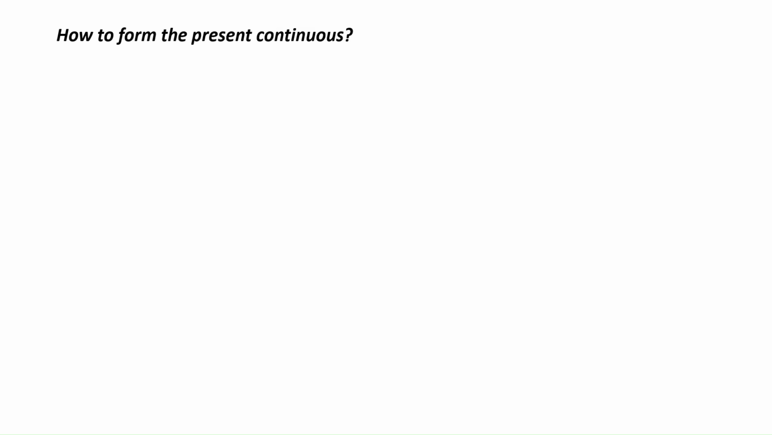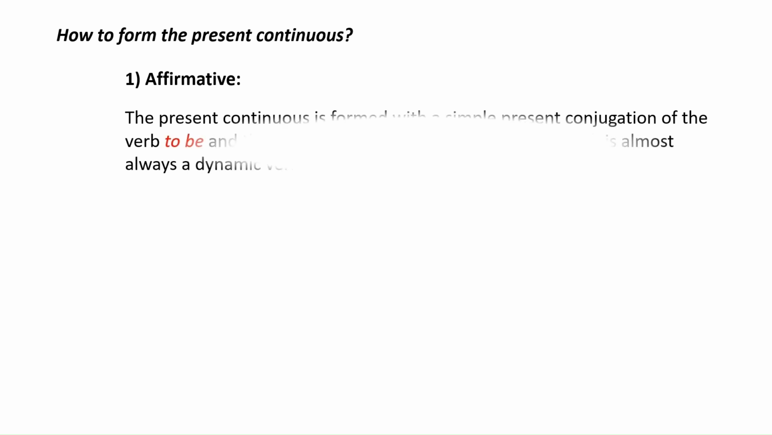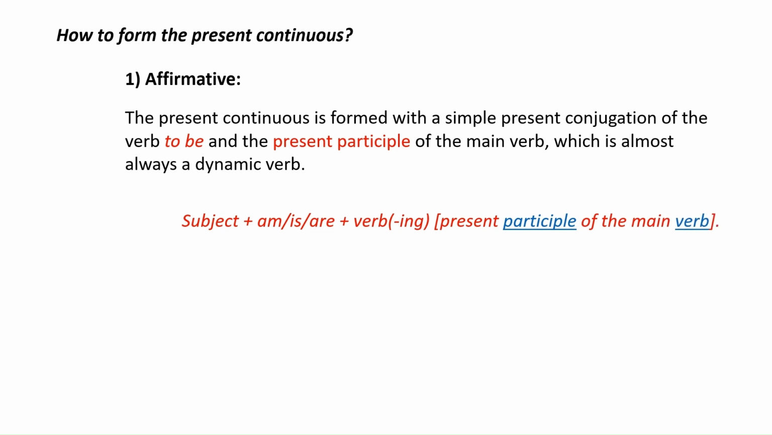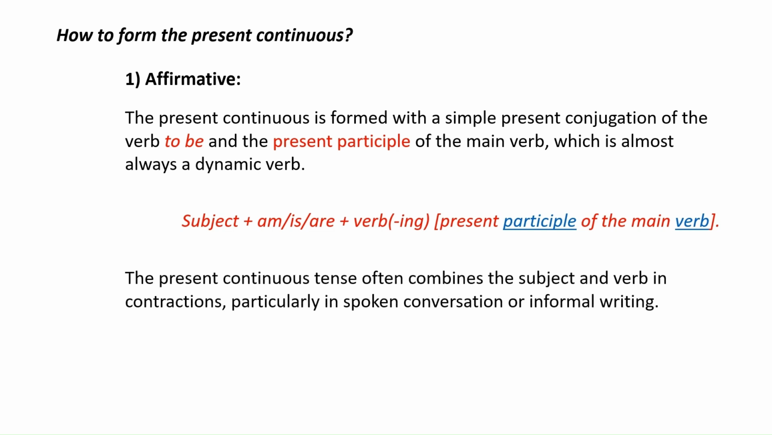So, how to form the present continuous tense? To build up an affirmative sentence in the present continuous, we use the simple present conjugation of the verb be plus the present participle of the main verb, which is almost always a dynamic verb. Then our formula would be the subject plus am or is or are plus the verb in ing form, which is called also the present participle form, plus any other complements.